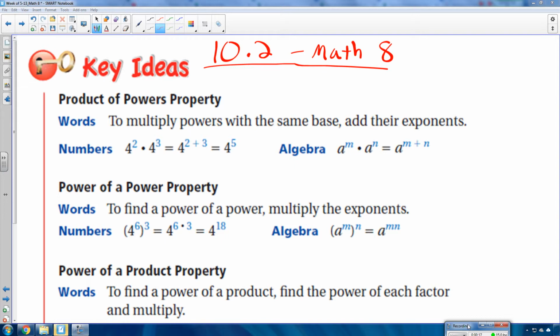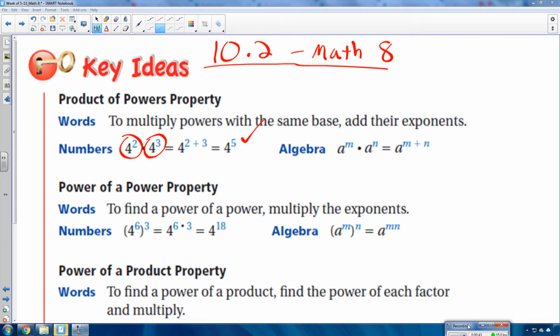So something we talked about in the previous video is that if you had some number, let's say 4 to the second, and then 4 to the third, that's going to come out to 4 to the fifth. So what's going to happen is you're going to add the exponents and keep the base. The best way to remember this is: keep the base, add the exponents. Keep the base if it's the same, and add the exponents.